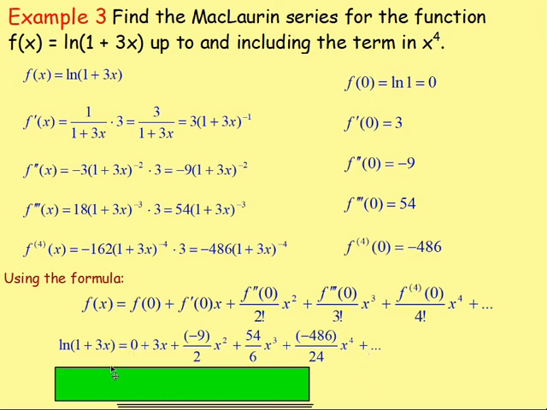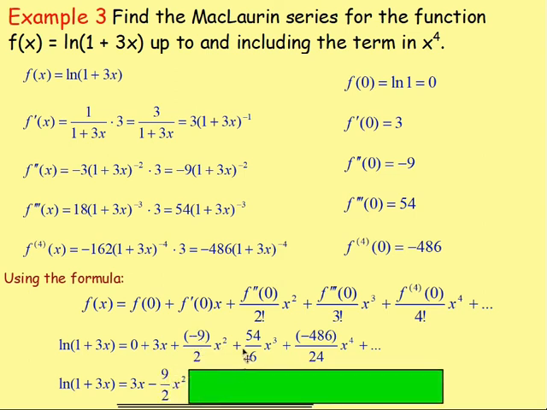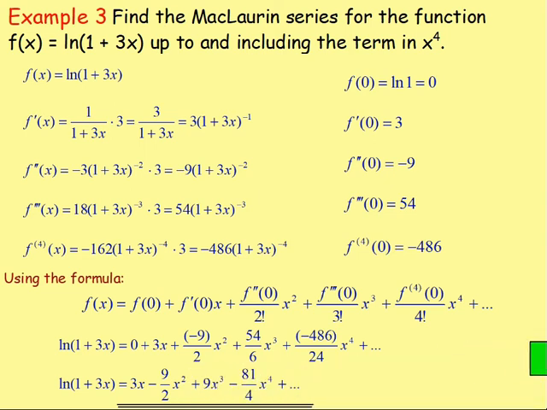Simplify that though. 0 you don't need to write, so you're starting off with the 3x. Bring the negative to the front. Keep that as 9 over 2x squared. You've got this 54 over 6, which works out to be 9x cubed. Put the negative again to the front, and 486 over 24 simplifies to 81 over 4, x to the power of 4. And that will be your answer for that one.